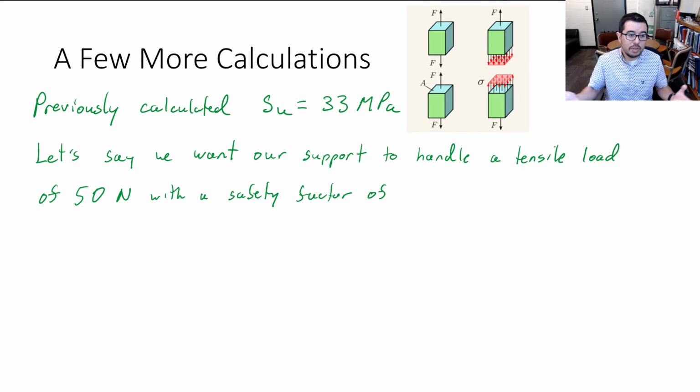let's say 50 newtons. And on top of that, we want to have a safety factor of 1.5. So this safety factor might be appropriate for an aerospace structure, and you can see a few notes about safety factors on the web page.